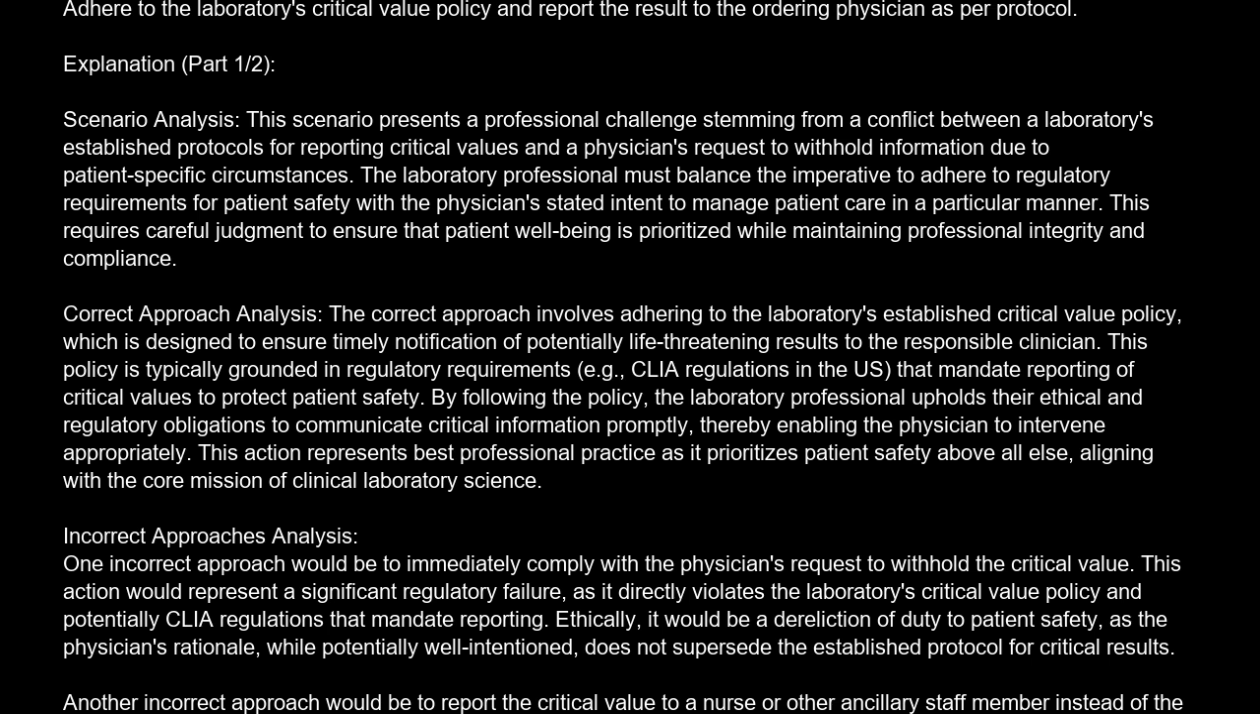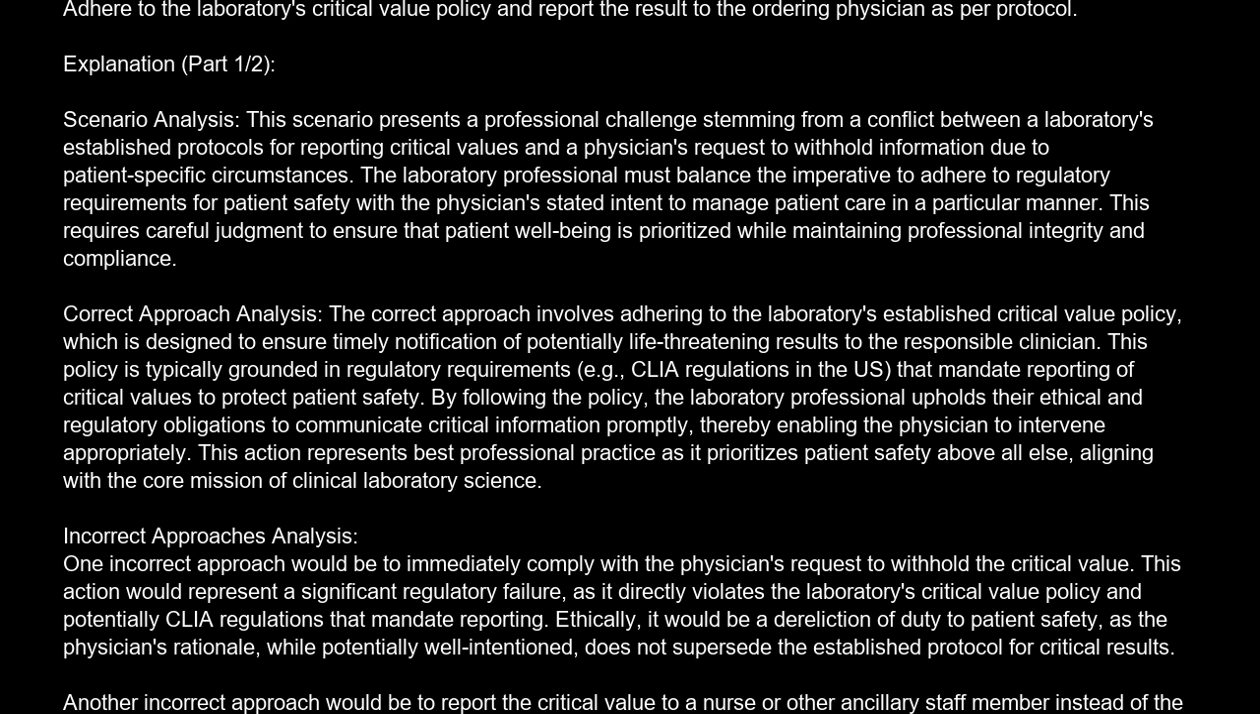The laboratory professional must balance the imperative to adhere to regulatory requirements for patient safety with the physician's stated intent to manage patient care in a particular manner. This requires careful judgment to ensure that patient well-being is prioritized while maintaining professional integrity and compliance. Correct approach analysis. The correct approach involves adhering to the laboratory's established critical value policy, which is designed to ensure timely notification of potentially life-threatening results to the responsible clinician.